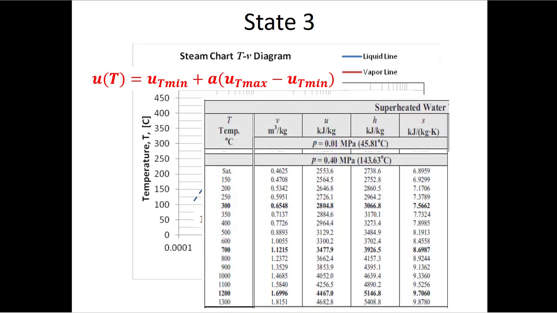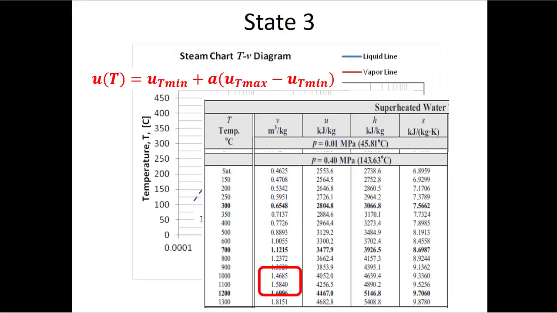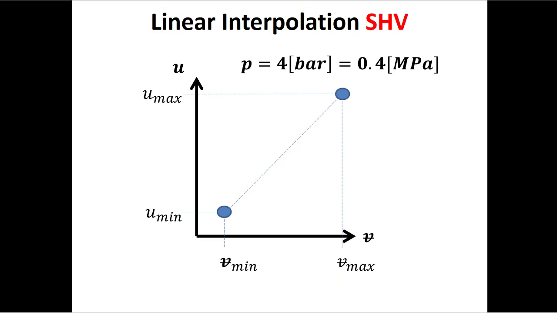So here's my table for superheated water vapor. I know that my specific volume is somewhere between 1.4685 and 1.5840. So I'm going to have to use specific volume to find my interpolation factor. Remember, when we do linear interpolation, it's really the same as this kind of graph. So I know my specific volume is 1.57. That's in between my range. I'm going to move that over and use it to find the A value. And once I know A, then I can use A to find specific internal energy.